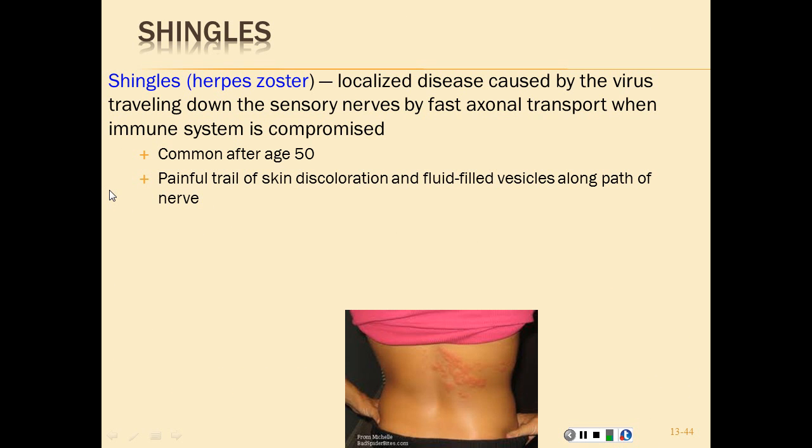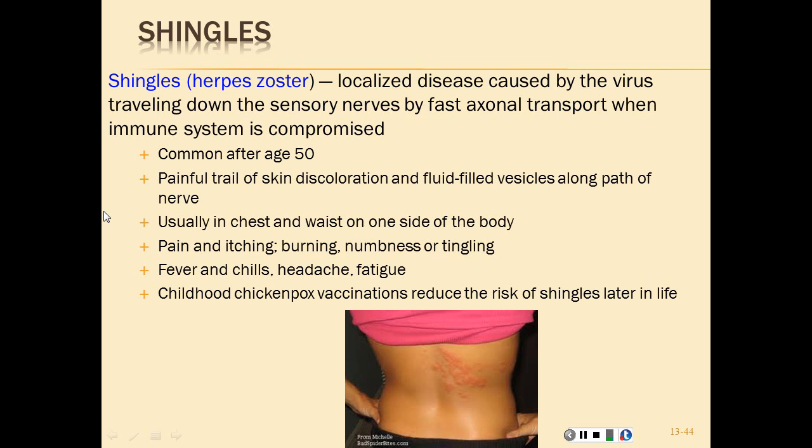And it's a painful trail of skin discoloration and fluid-filled vesicles along the path of the nerve. It's usually in the chest, waist, on one side of the body. The person suffers from pain, itchiness, you have a burning sensation, you have numbing and tingling. And some people may get fevers and chills, headaches and fatigue. Now, childhood chickenpox vaccinations reduce the risk of shingles later in life. So hopefully everybody has gotten their childhood vaccinations for chickenpox.